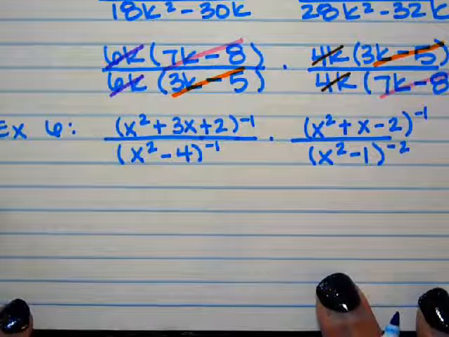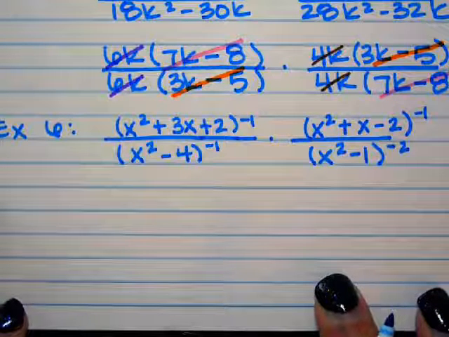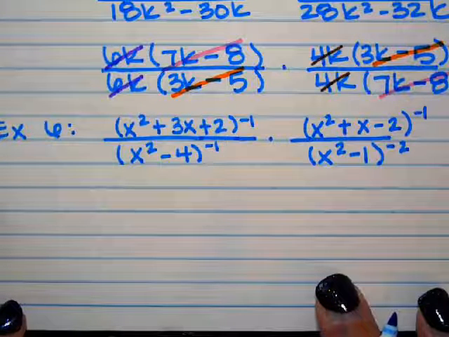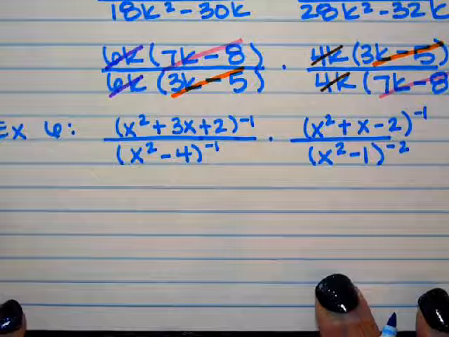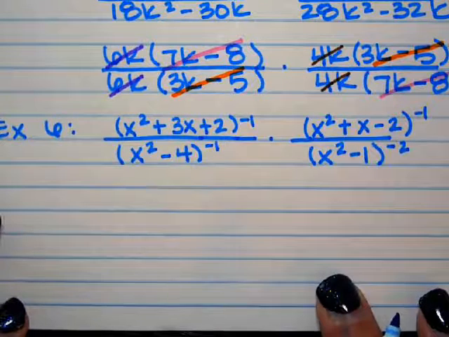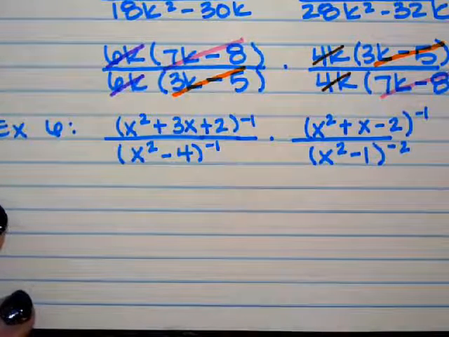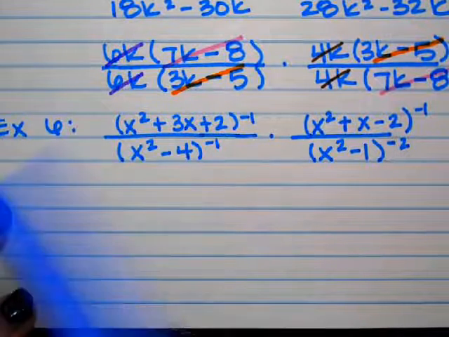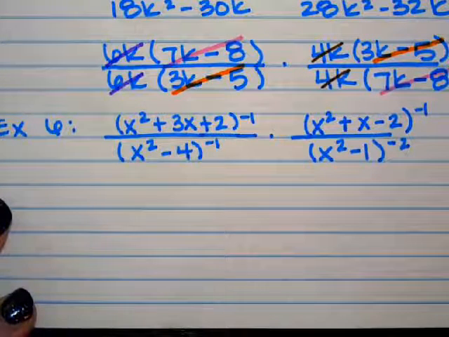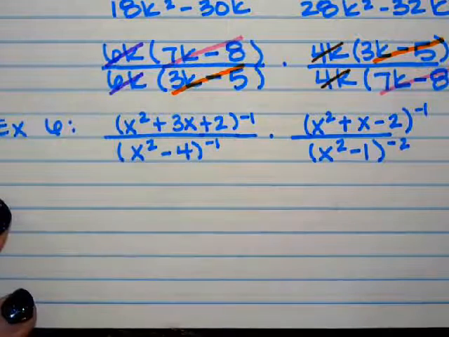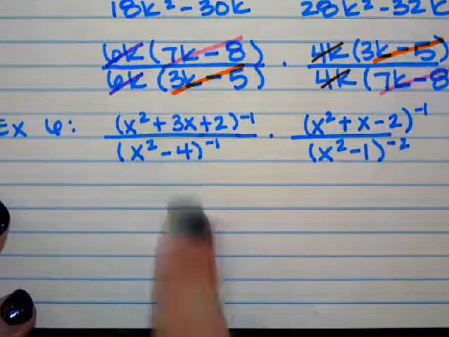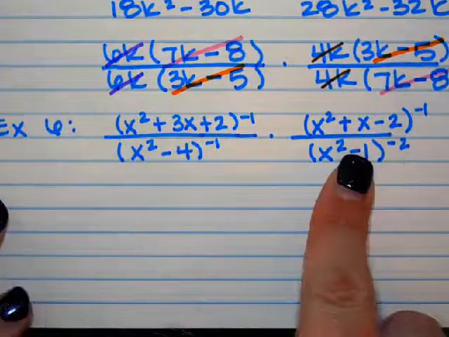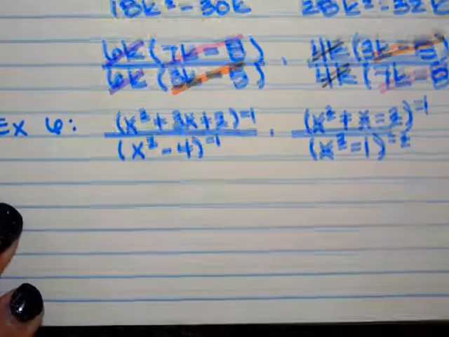Anyone remember? You remember your properties of exponents at all? No? Marvelous. Okay. What your negative exponents do, all they do is they take whatever this is and they move it to the opposite side of the fraction. So the first thing you're going to do when you see something like this is you're going to take whatever this is and you're going to move it to the other side.